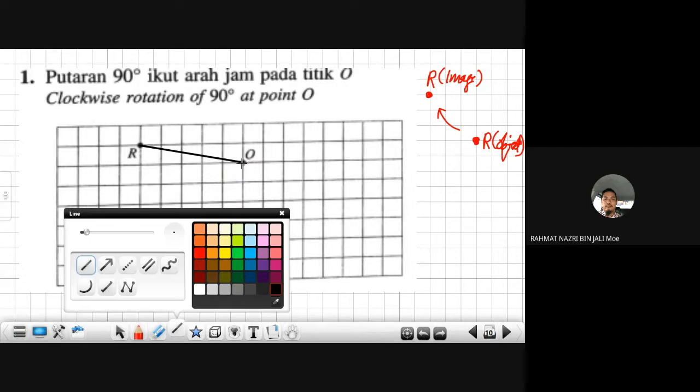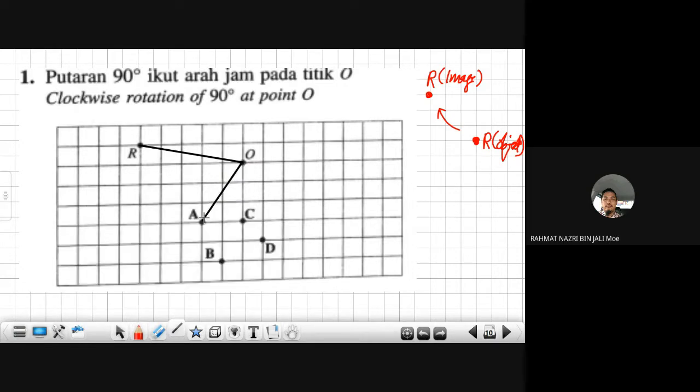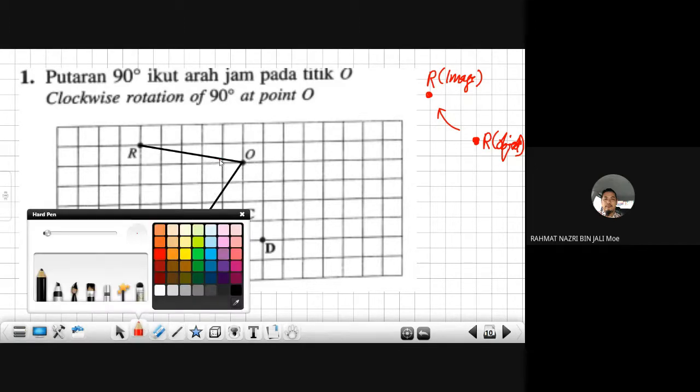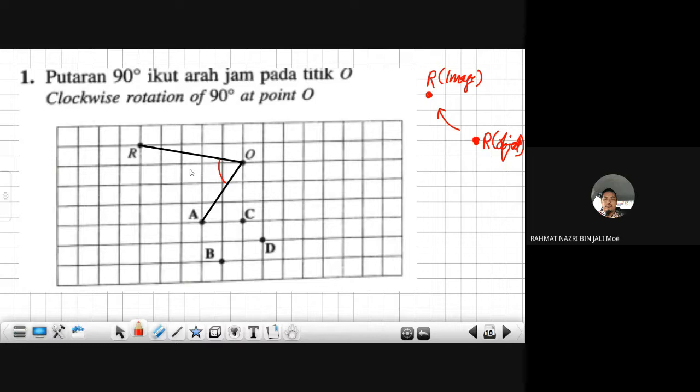Okay, when we draw a line from the center to the A, the distance is not equal to 5. Then the angle also is less than 90 degree here.